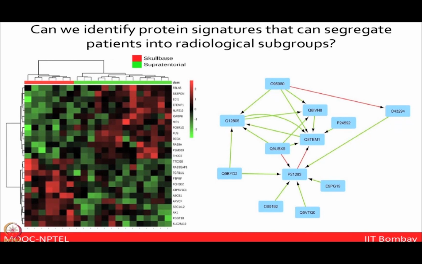In this case, we try to look at how the skull base or supratentorial brain tumors are getting segregated in the meningioma population. And very interestingly, it looks like there is a very clear segregation of these two subtypes based on the radiological observation. So it looks like radiology is much closer to the molecular signatures as compared to pathological observations. But of course, some of these we still need to take forward with more validation.